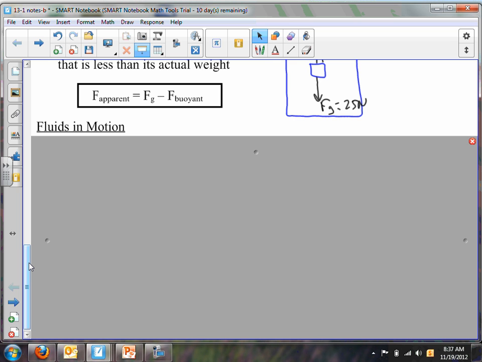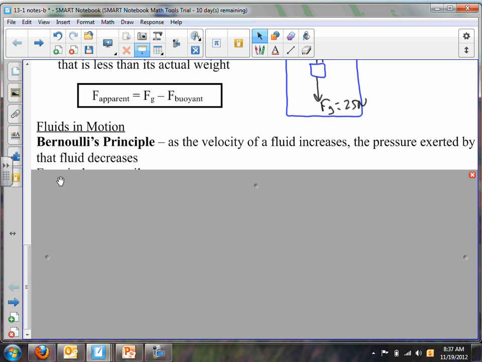Last thing we want to talk about here is fluids in motion, and this leads us to our third and final principle, which is Bernoulli's principle. Bernoulli's principle says as the velocity of a fluid increases, the pressure exerted by that fluid will decrease.